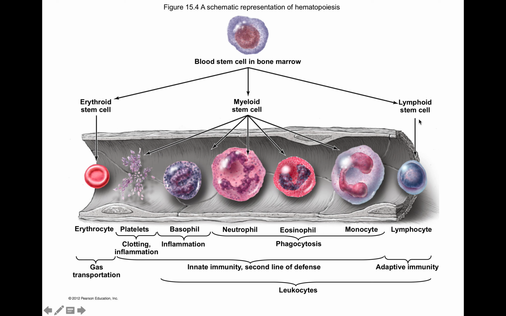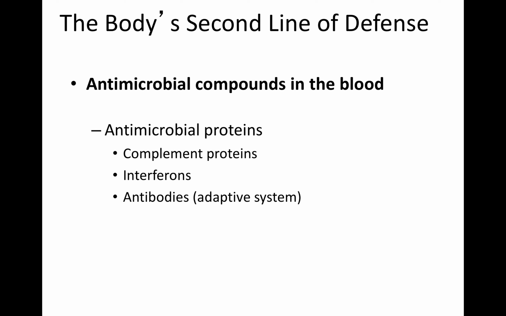The lymphoid stem cells mature into the lymphocytes. B cells mature in the bone marrow, T cells in the thymus. But again, those lymphocytes are involved in the adaptive immune system. Looking at some antimicrobial compounds of the blood, some proteins that are important, there will be complement proteins, interferons, and then antibodies, which we'll talk about in the second video.